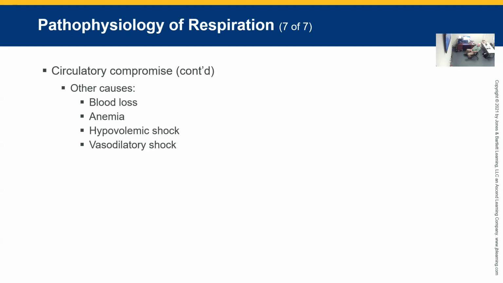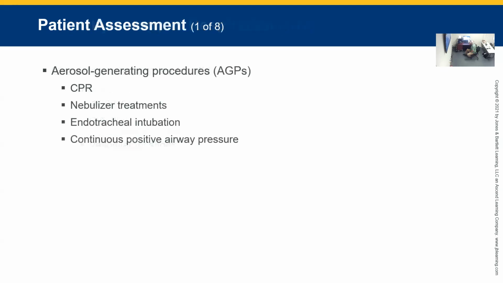Vasodilatory, you have that from a brain injury, overdose of drugs, or severe infection causes vasodilatory shock. A lot of the COVID patients, before they die, they vasodilate out, and they can't really do much for them.